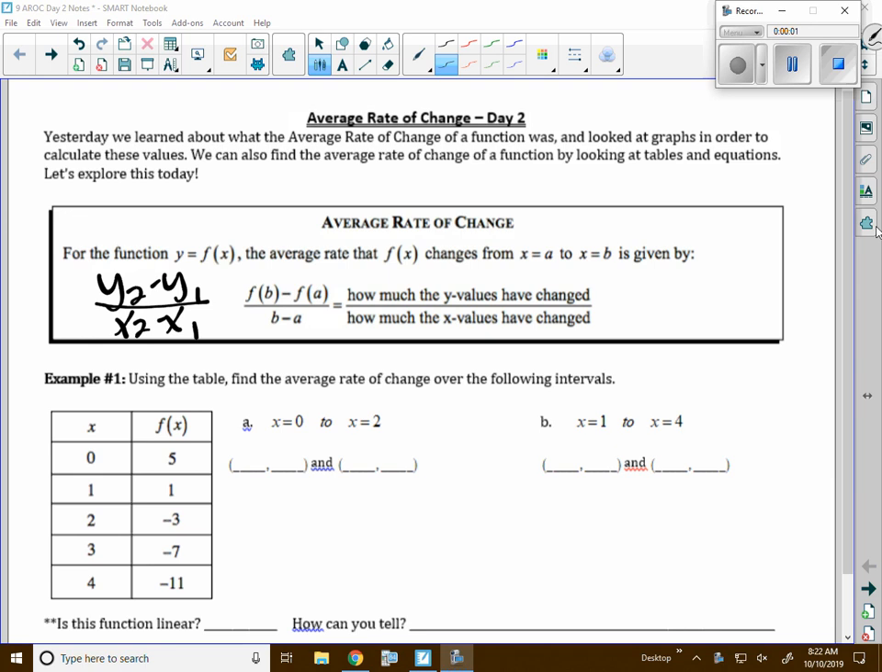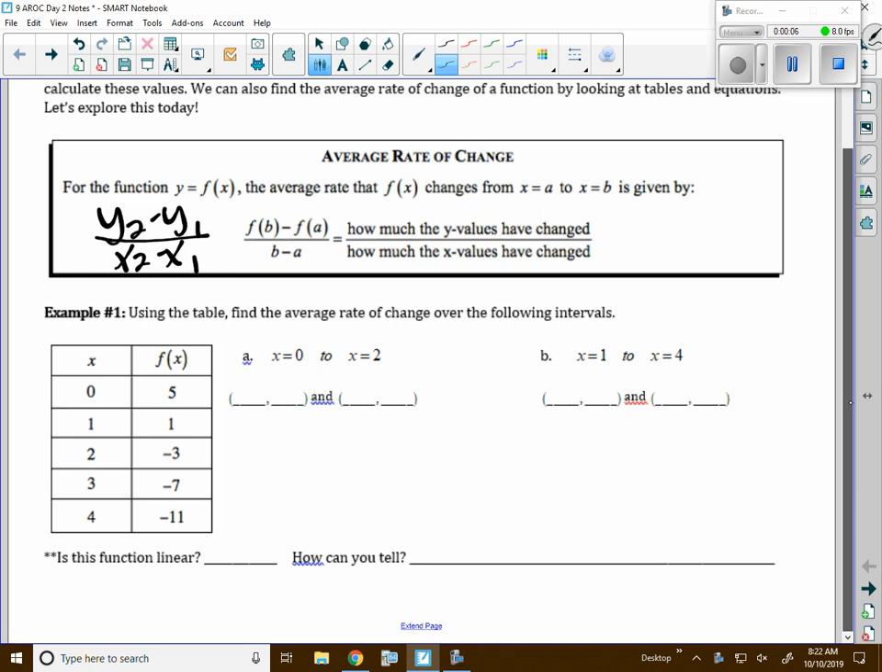Based on the information that we're given and based on the slope, or the rate of change. So in example 1, use the table to find the average rate of change over the following intervals. And this is going to help us know, do we have a function? And is it linear? Now you can already tell if we have a function. Is this a function, looking at our x values? Yes. Why? None of the x's repeated. There's none repeated in that x column. So we know that it's a function. We just don't know what type it is.